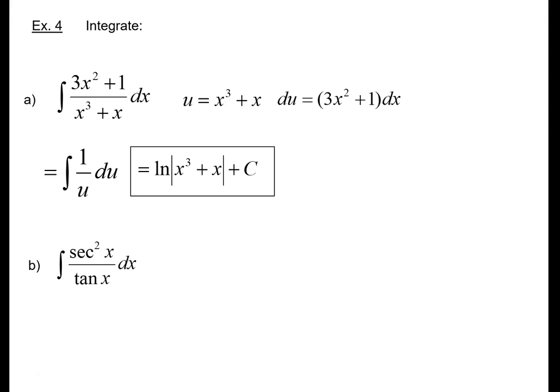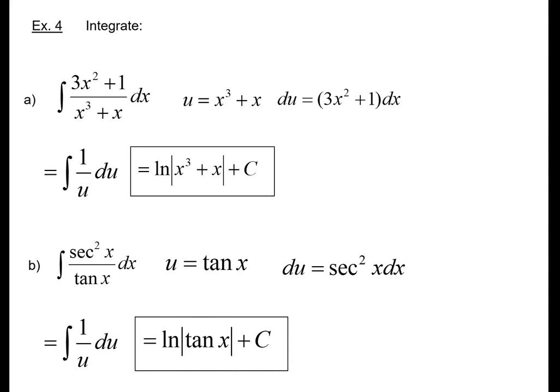Let's try this one, the integral of secant squared x over tan x. So can we let u equal the denominator, tan x? If we do that, the derivative is secant squared x dx. So du is going to replace the secant squared x dx. So we have 1 over u du again, which is the natural log of tangent x.